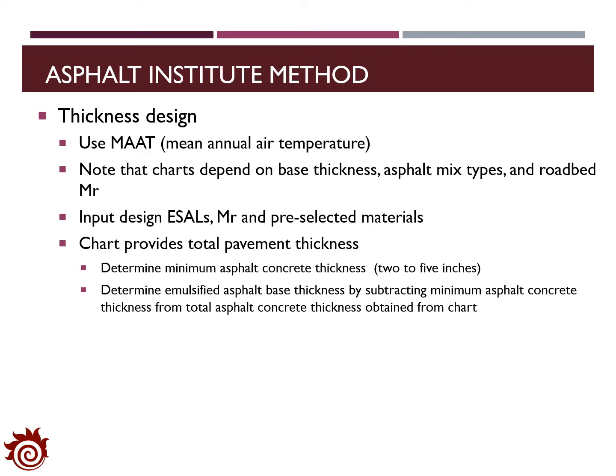For the thickness design, we have to use the MAT, the mean annual air temperature in the design area. And we need to use this information to select the thickness chart for the identification of the total pavement thickness. And this chart will be categorized based on the base thickness, the asphalt mix types, and the resilient modulus of the subgrade soils. Also, we need to have some input variables, including the designed ESAR, the resilient modulus of the subgrade soil, and the pre-selected materials. And the chart will actually provide the total pavement thickness.